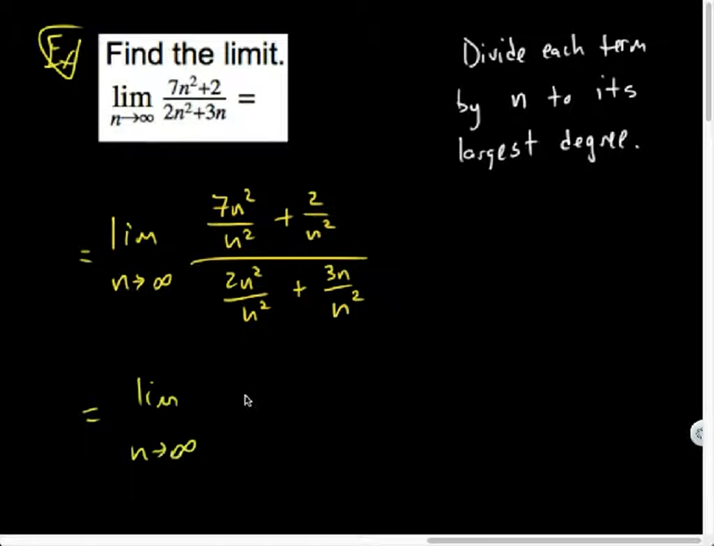Close enough. 7n squared divided by n squared is what? 7, plus 2 over n squared, which cannot be simplified, all over 2n squared divided by n squared is 2, plus 3n divided by n squared is 3 over n. I like it.